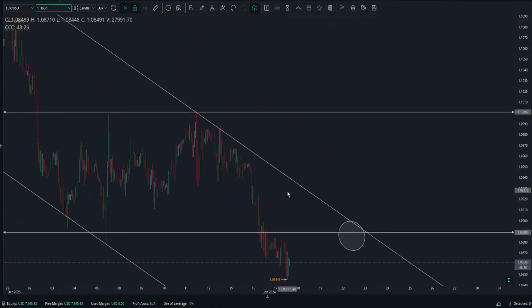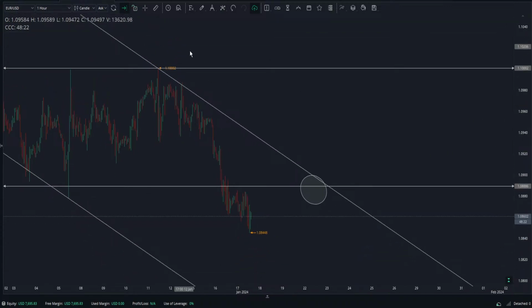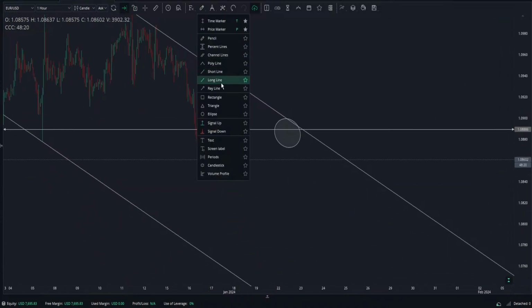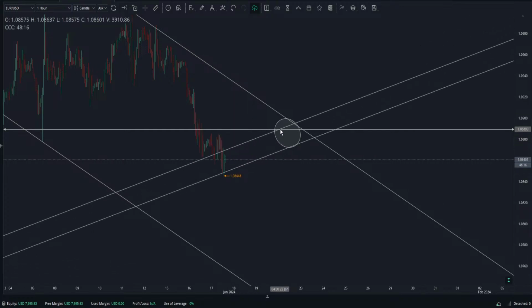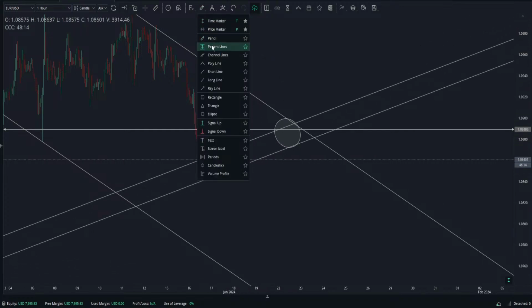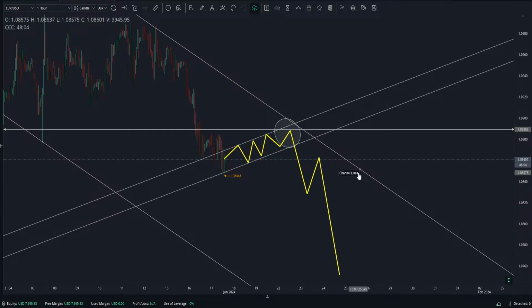So what I'm expecting now for the price here on the euro is a channel like this. Okay, I'm expecting something like this and something like this. Well, anything can happen, but I'm expecting something like this and then a break to the downside. This is what I'm expecting.